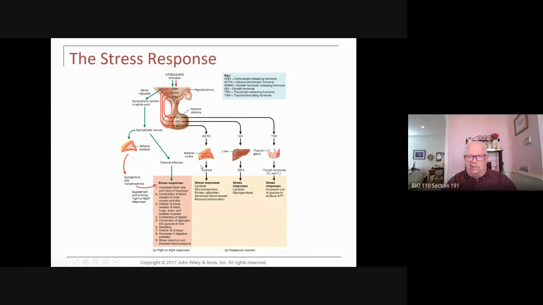In the resistance part, you are going to have more hormones involved. You're going to have cortisol and thyroid hormones involved. Immediately it is epinephrine and norepinephrine. That's the fight or flight response. And in the second stage, you're going to have cortisol and thyroid hormone. So that's the difference in the hormone response to stress.